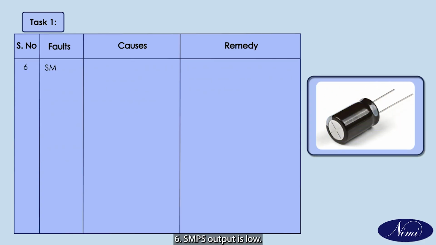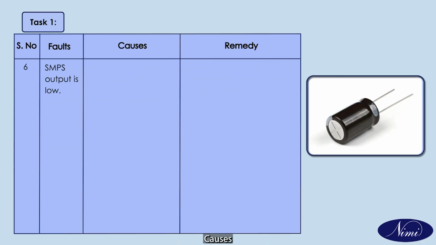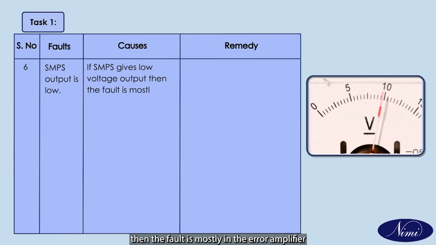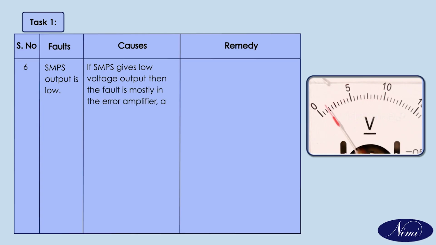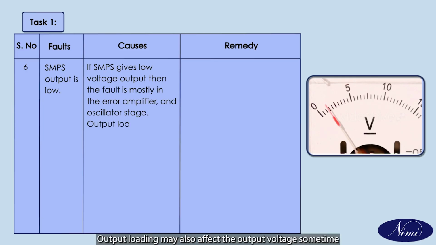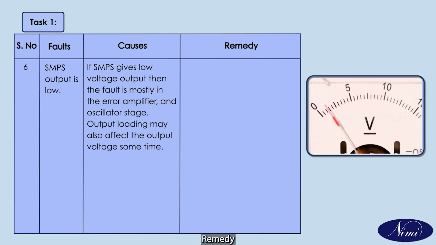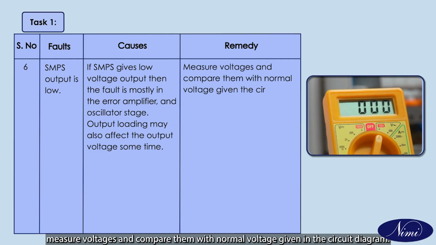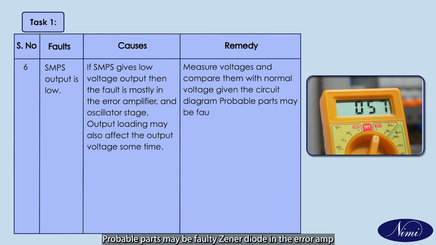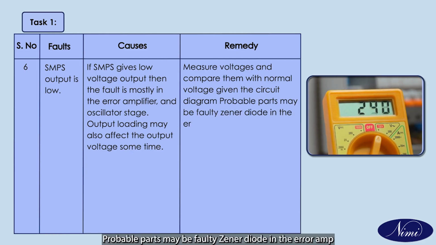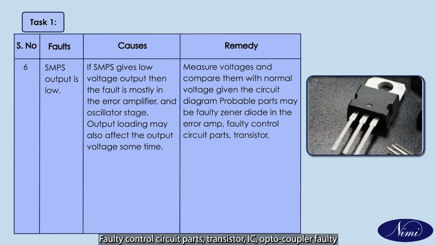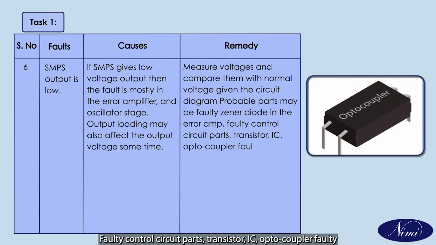Number 6. Fault: SMPS output is low. Causes: if the SMPS gives low voltage output, then the fault is mostly in the error amplifier and oscillator stage. Output loading may also affect the output voltage sometimes. Remedy: measure voltages and compare them with the normal voltages given in the circuit diagram. Probable faulty parts may be the Zener diode in the error amplifier, faulty control circuit parts, transistor, IC, or optocoupler.